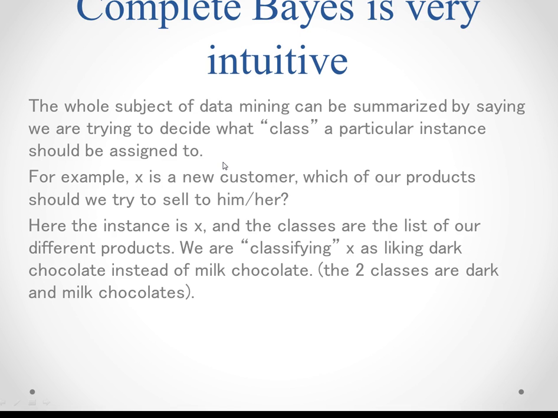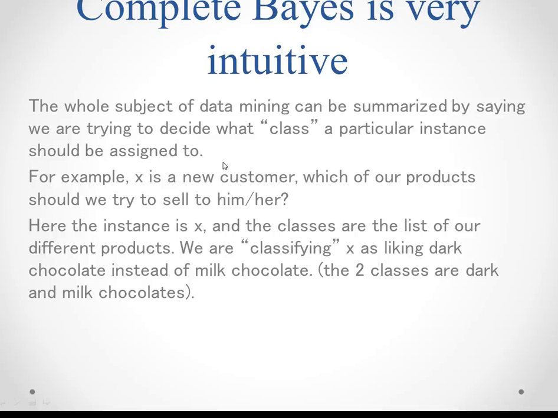The whole subject of data mining can be summarized by saying that we are trying to decide what class a particular instance should be assigned to. You get a new instance, you want to predict what class it's going to be. For example, X is a new customer. Which of our products should we try to sell him or her? So we try and classify this new customer as most interested in this product versus that product.